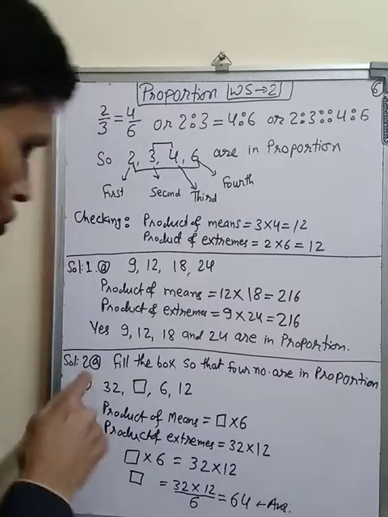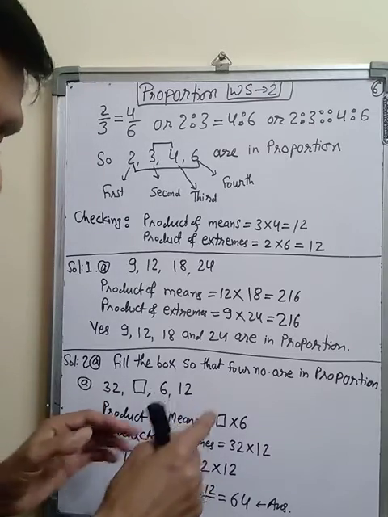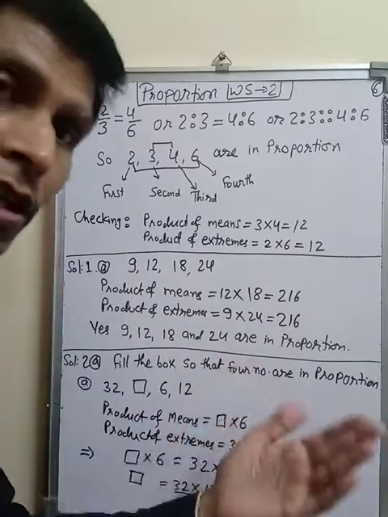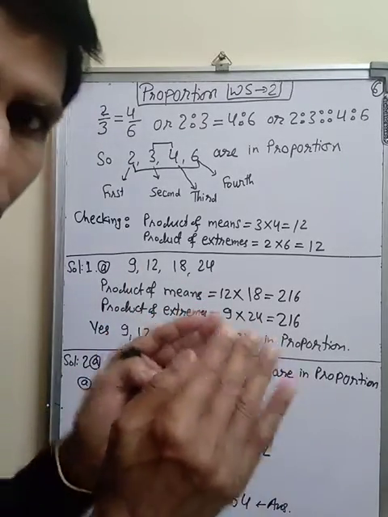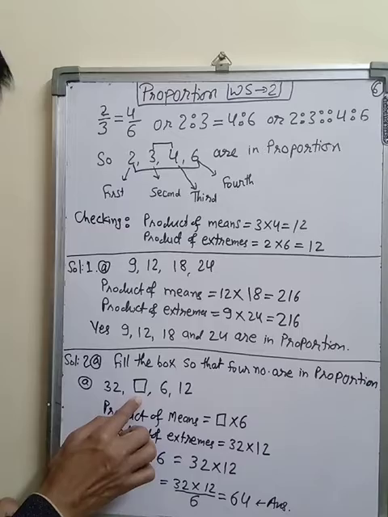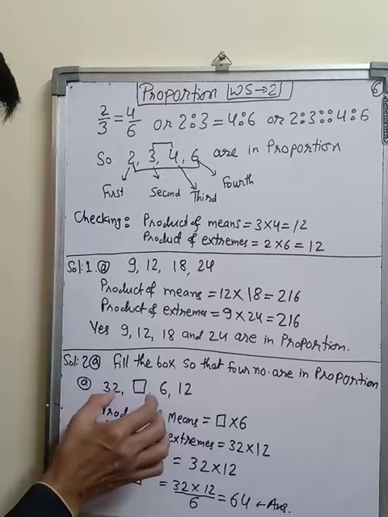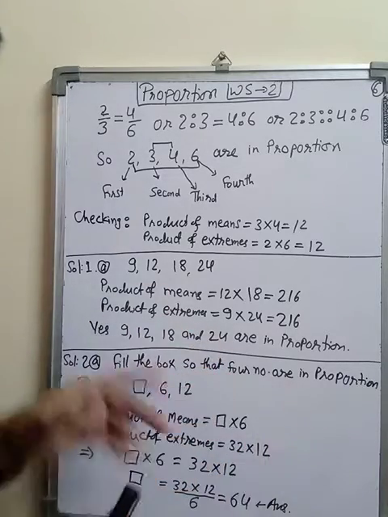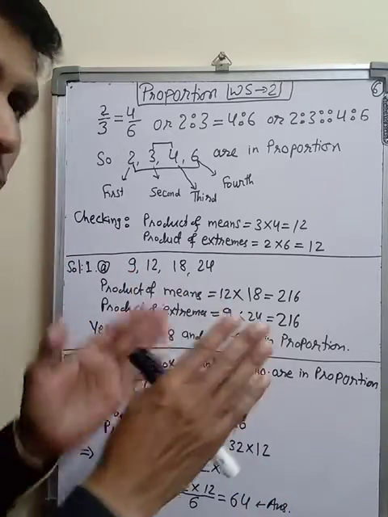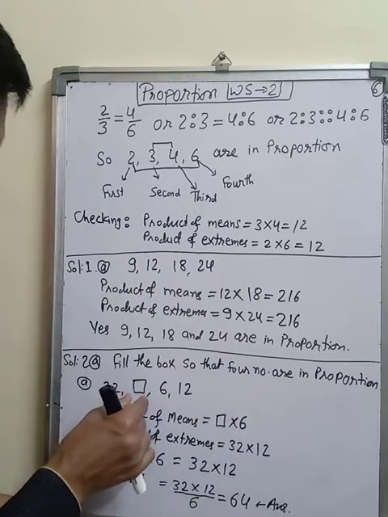Now question number 2a: fill in the box so that the 4 numbers are in proportion. Here the 4 numbers are already given in proportion, so their products should be the same. The product of the middle should be equal to the product of the extremes. What is asked here? One missing number is given as a box. But instead it is given that all 4 are in proportion. In the earlier question there was no missing number and we had to check whether the numbers are in proportion. Here the numbers are in proportion and we have to find the missing number.